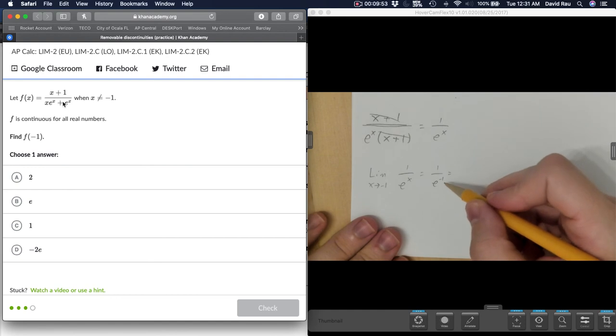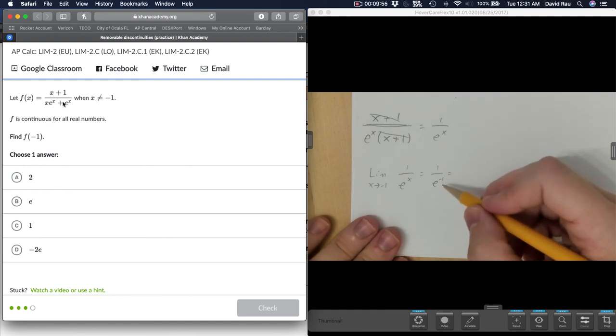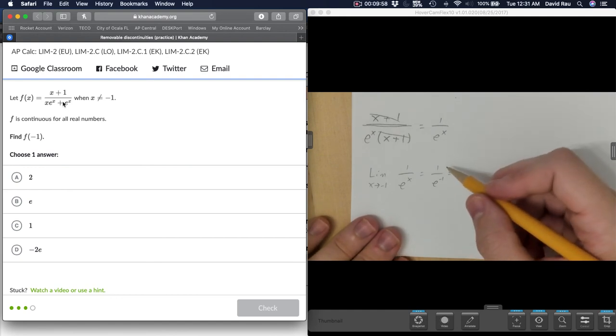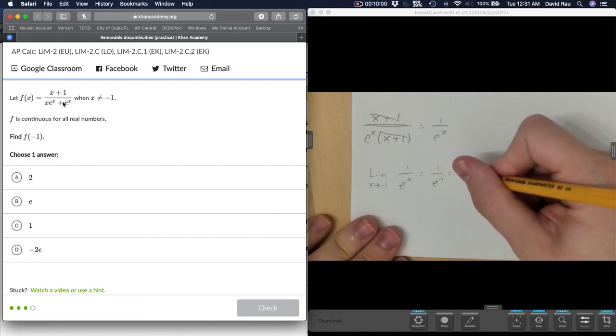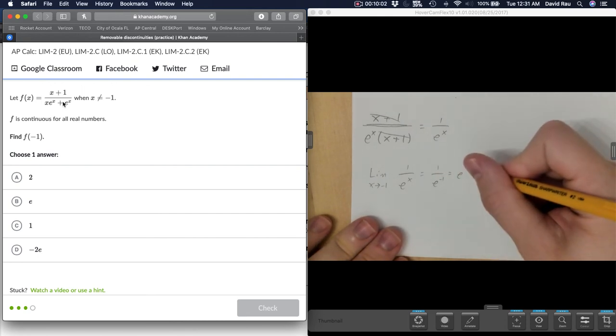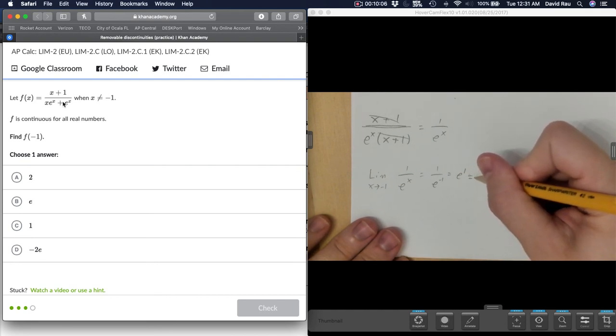If you have a negative exponent, it's allowed to flip to the other side of the fraction and become a positive exponent. So in other words, a negative exponent on the bottom is a positive exponent on top. Anything to the first power is itself.